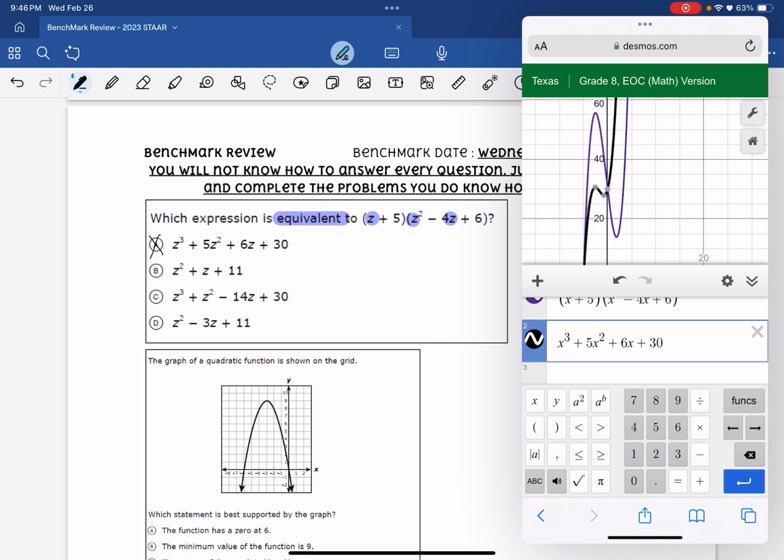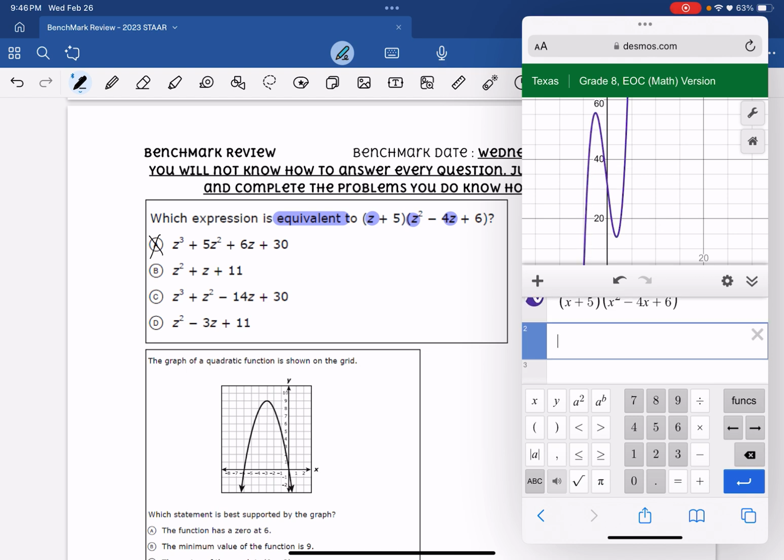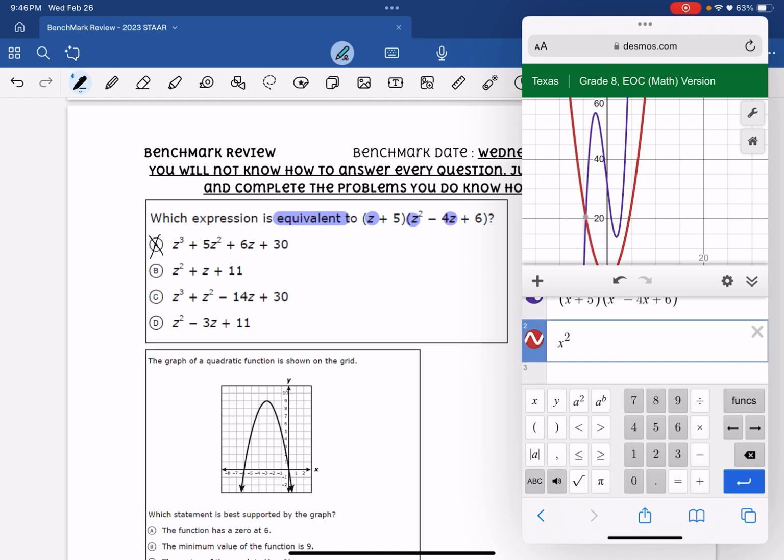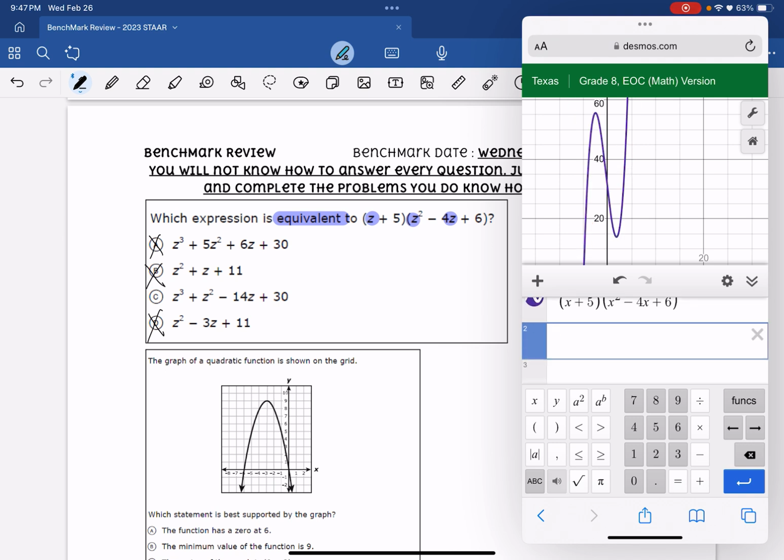So then I erase it and then I do another one. So x squared plus x plus 11. That's not even the same shape, right? So anything with x squared is not going to be our answer because remember, x squared will give us a parabola shape, so we don't want that. So our only answer can be C, but let me show you why.